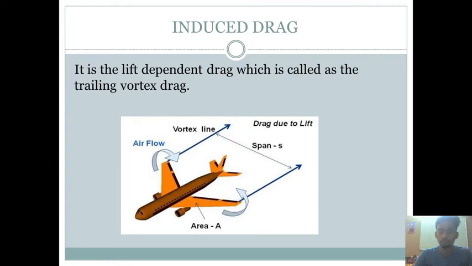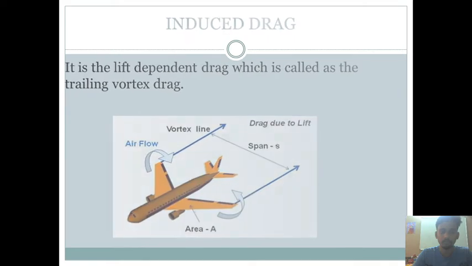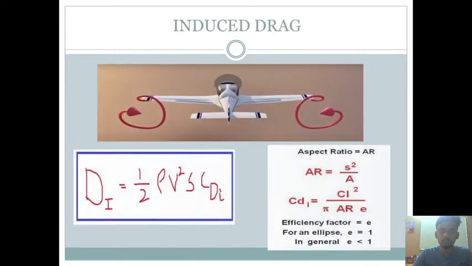So this airflow from the high pressure region below the wing to above the wing forms some trailing vortex. This is called the induced drag.